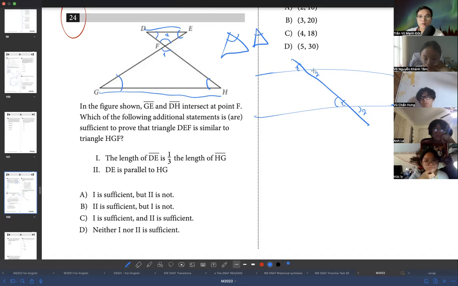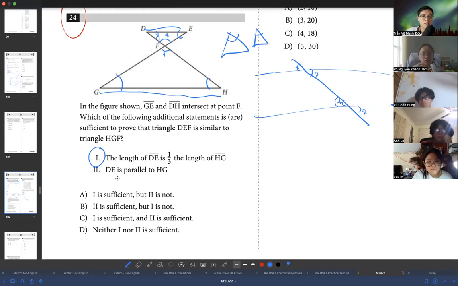And this one will be 2, and 1 will be equal to each other also. So focus, if you have two parallel lines, this is why 2 is sufficient for DEF and GHF to be similar, because they are parallel. But why is 1 insufficient? Did you choose B, Lina? I'm sorry.